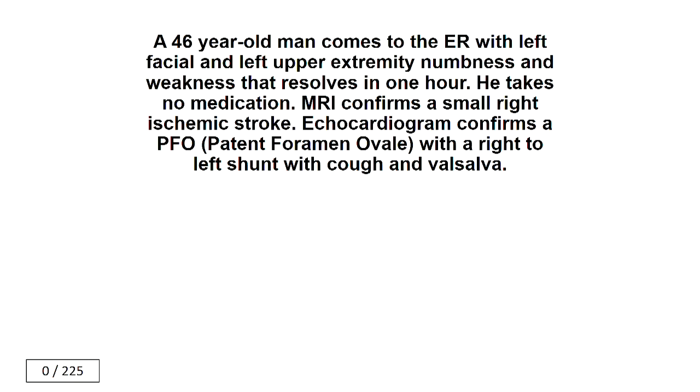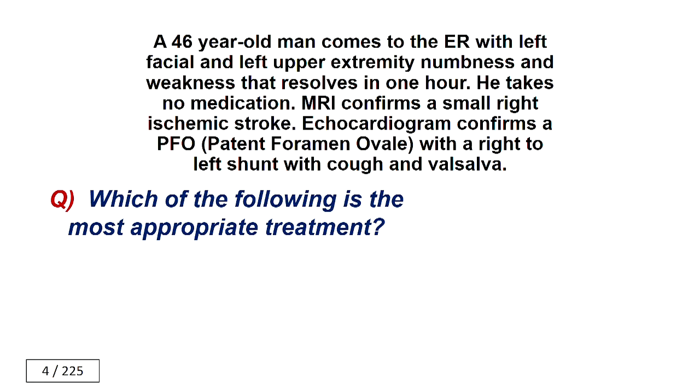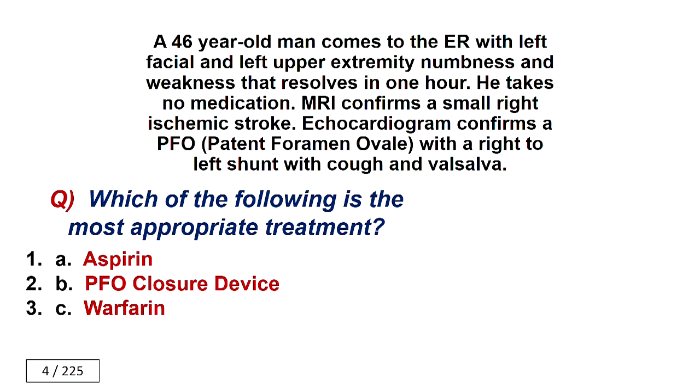Okay. A 46-year-old man comes to the emergency room with left facial and left upper extremity numbness and weakness that resolves in 1 hour. He takes no medication. MRI confirms a small right ischemic stroke. Echocardiogram confirms a PFO with a right to left shunt with cough and Valsalva. Which of the following is the most appropriate treatment? Aspirin, PFO closure device, warfarin.